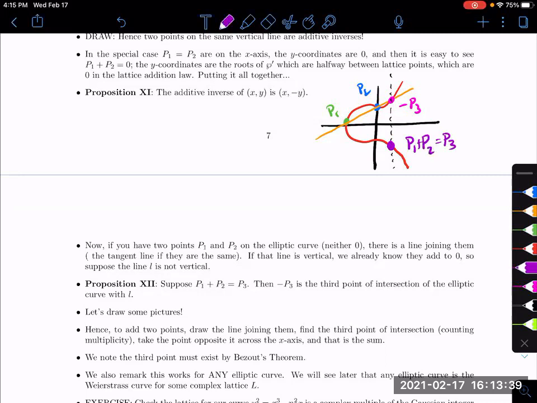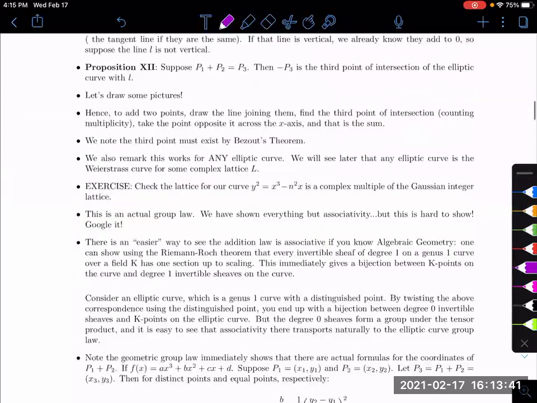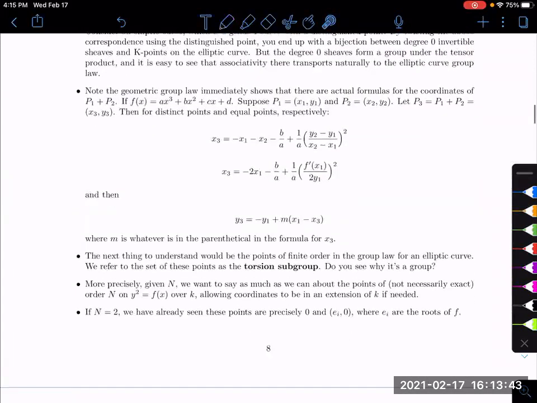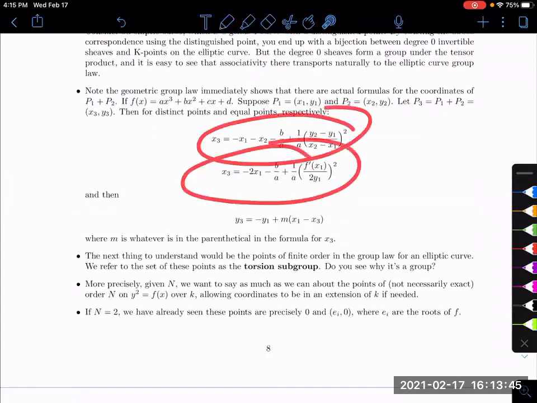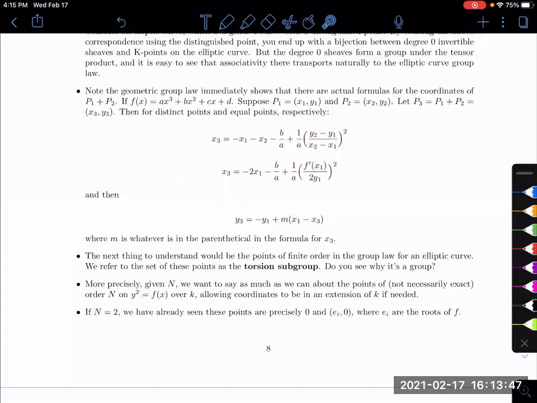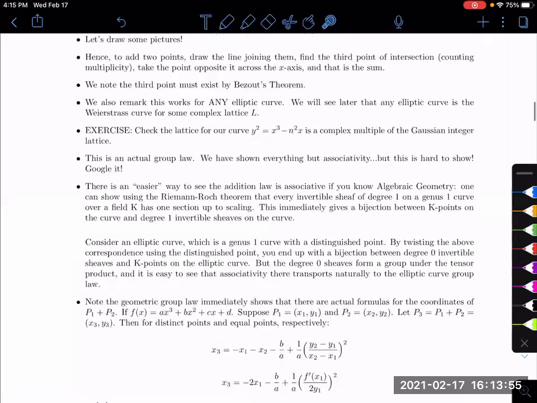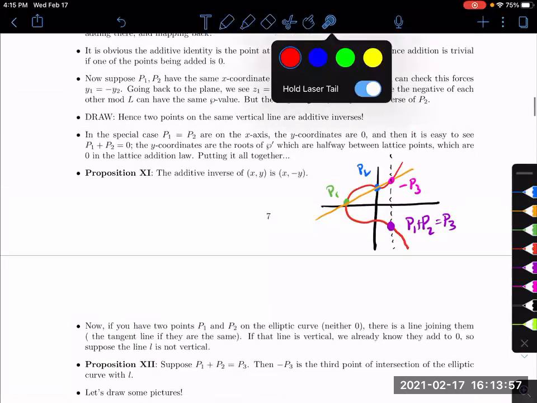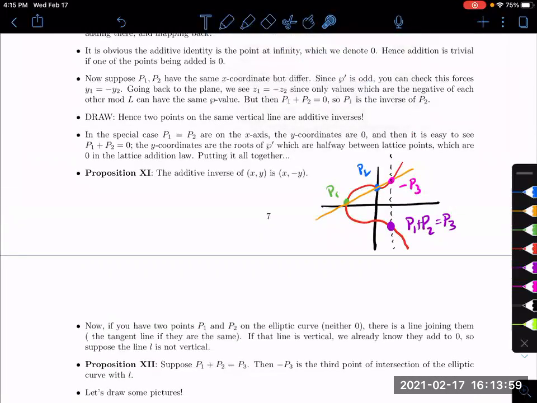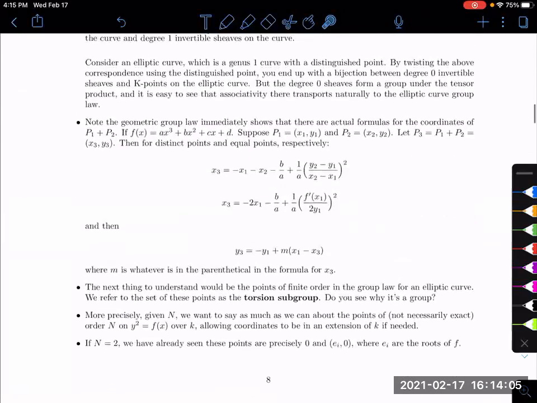And then I also gave you actual formulas for the coordinates of the sum of 2 points, depending on whether or not the 2 points you're adding are the same or different. Okay, and remember that if you're adding a point to itself, what is this orange line that you draw connecting the 2 points? It's the tangent line to the elliptic curve. Okay, and I think that's about where we stopped. So let me continue on now.